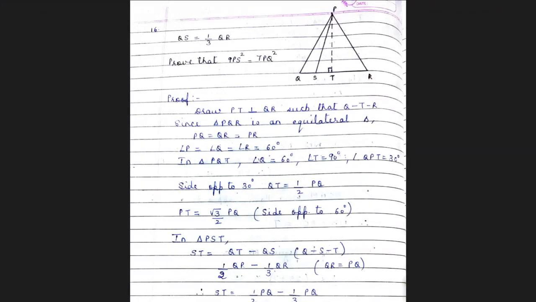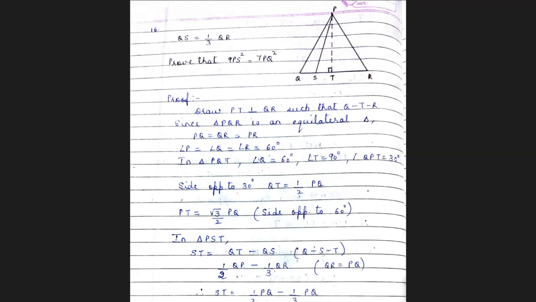Now, take triangle PST. ST is equal to QT minus QS because Q-S-T. What is QT? It is half of QR. Now it's an equilateral triangle. We have drawn the perpendicular bisector. Therefore, the perpendicular bisector and median are all the same for an equilateral triangle. Therefore, QT can also be written as half of QR, and instead of QR I've written it as QP because it's an equilateral triangle, all sides are equal.